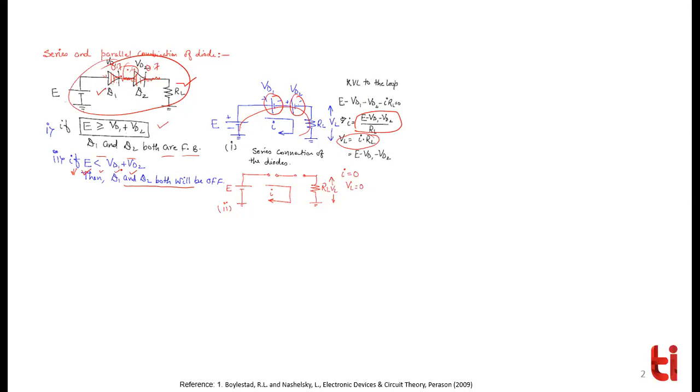If E is less than VD1 plus VD2, that means that it's off. If off, I equal to 0 and VL equal to 0, because this is at ground. So definitely if there is no current, it will be at ground. The other terminal will also be at 0, so VL will be 0. So this is a series combination of a diode.